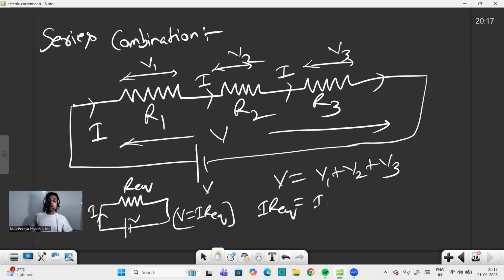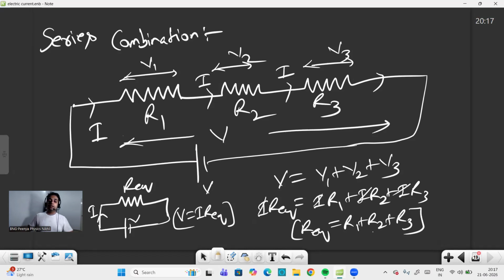V equals I into R1 plus I into R2 plus I into R3. Now I cancels out. So finally we get R equivalent equals R1 plus R2 plus R3. Correct? This is the series combination.